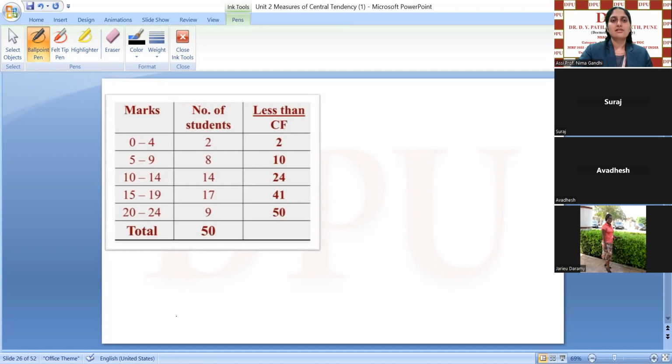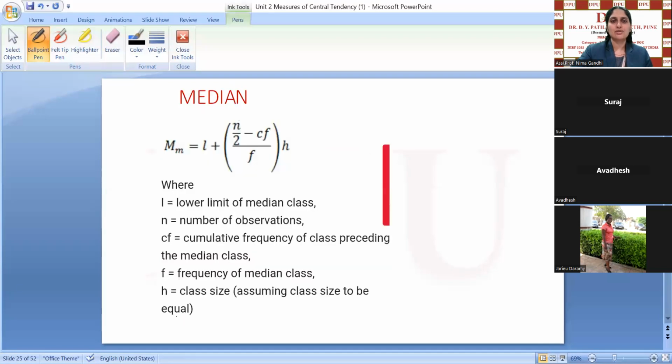So when such type of a data you have, and you are finding the median, that time this is the formula you're using. So median is equal to L, or L1 is the lower class limit, plus n by 2 minus cumulative frequency of the previous class divided by the frequency of median class into H, H is the class size, or you can say L2 minus L1. So let's see in detail what it is.